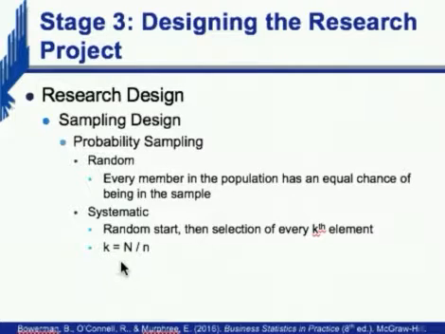So for example, if your population has 1,000 units or 1,000 elements, and your target number of respondents in your sample is 100, then your k will be equal to 10. So to perform systematic sampling, we will randomly select the first element from the first 10 because that's the value of your k. So since your k is 10, we will randomly select the first from 1 to 10.